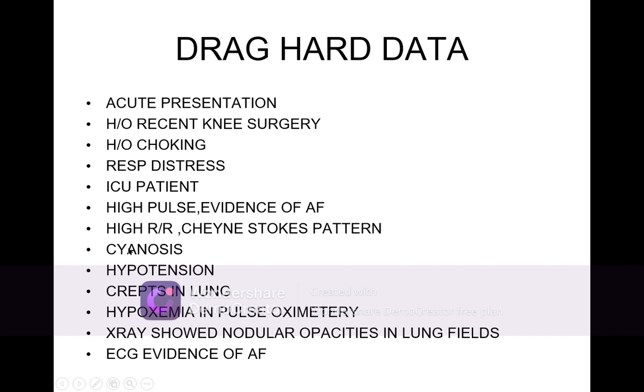pattern, cyanosis, hypertension, coarse crepitations in the lung, hypoxemia in the pulse oximetry, and X-ray showed the nodular opacities, multiple in the lung fields from above downwards, and ECG evidence of the atrial fibrillation.